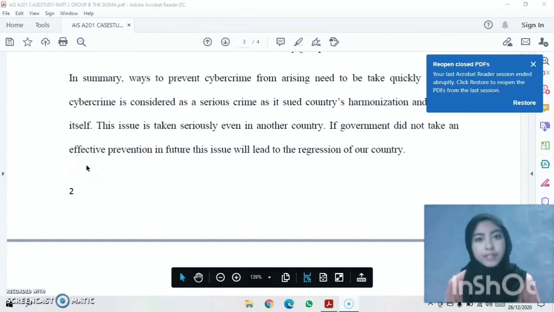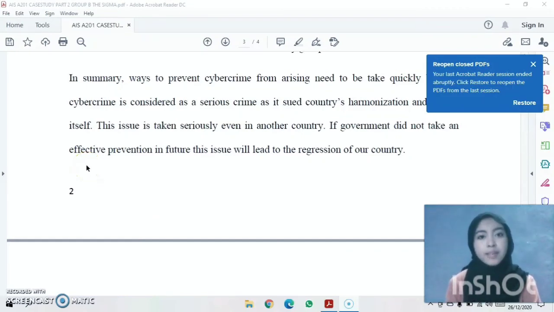So as a conclusion, cybercrime is a serious crime in our country. It can disturb the country's harmony if the government does not take effective measures to prevent cybercrime.